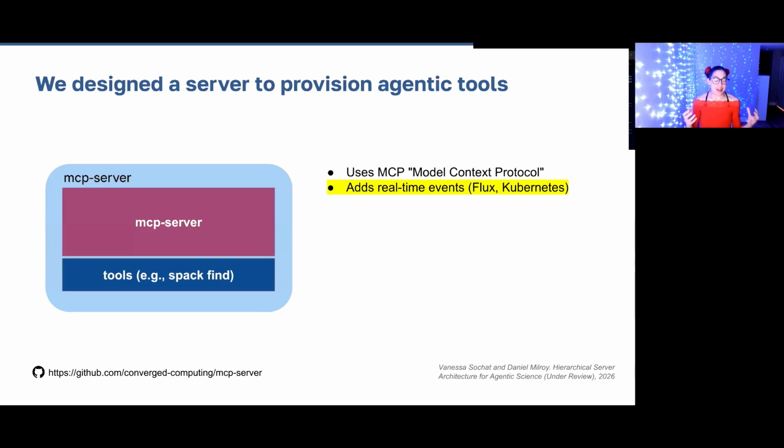So the next thing that we realized over time is that this serial interaction with agents, when you're doing something like building a container or Spack installing, which takes a long time, you don't want the agent to be waiting. And actually, in most cases, the server waiting time is going to time out. So what we added to the MCP server is real-time events.